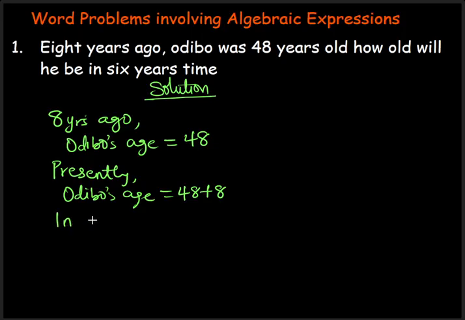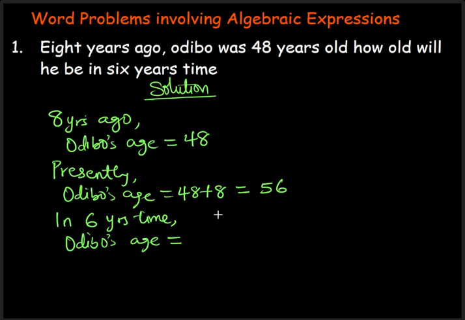And then in 6 years' time, what will be Odibo's age? Okay, sorry, this is 56. So Odibo's present age is 56. Now, in 6 years' time, Odibo's age will be equal to the present age, take note, the present age plus 6, and that will give us 62 years.